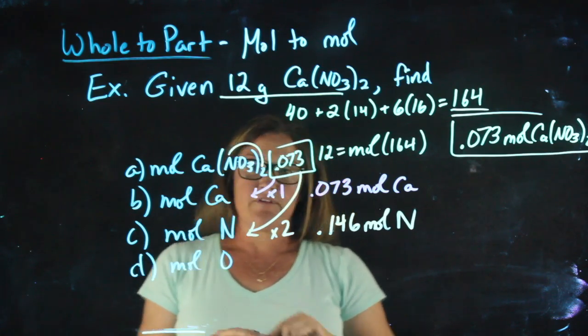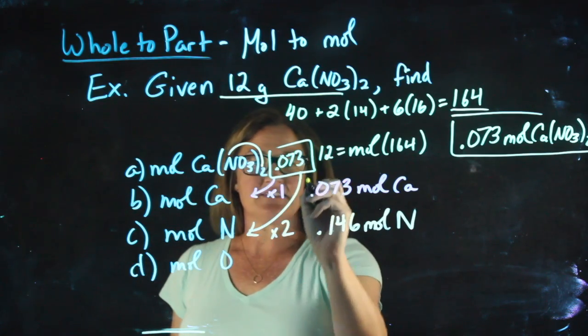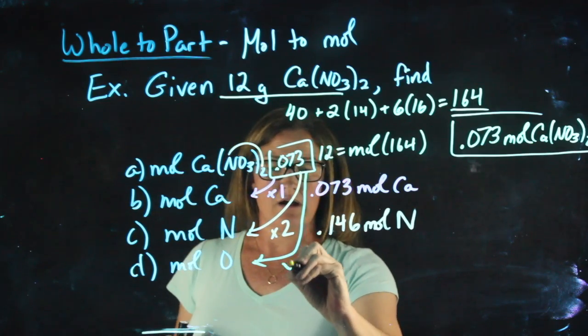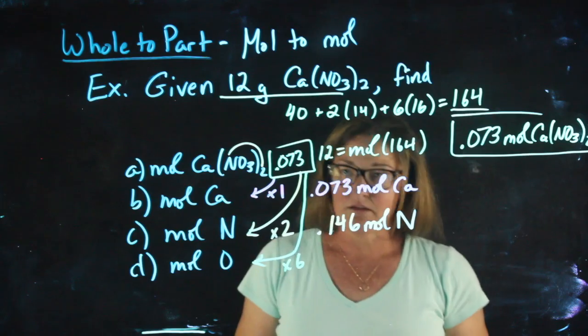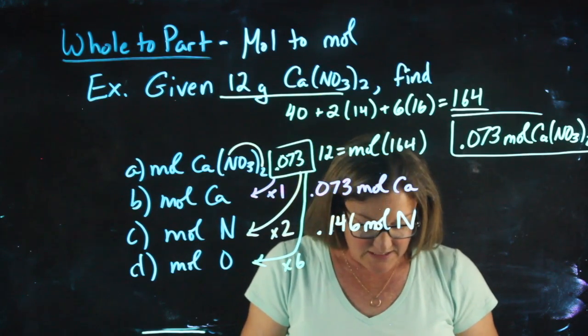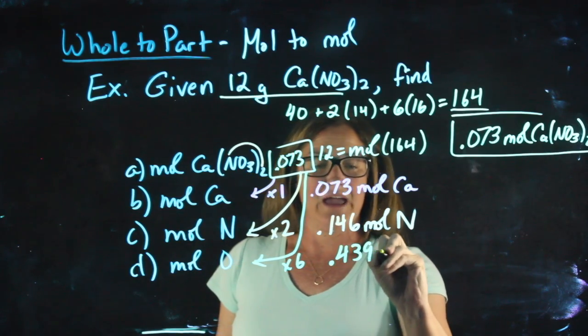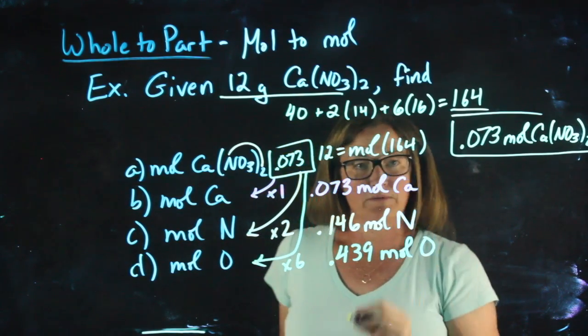Okay, and what about for the moles of oxygen? I've got 6 oxygens in each. So to go from here to here, I'm going to need to multiply by 6. 0.073 times 6 gives me 0.439 moles of O.